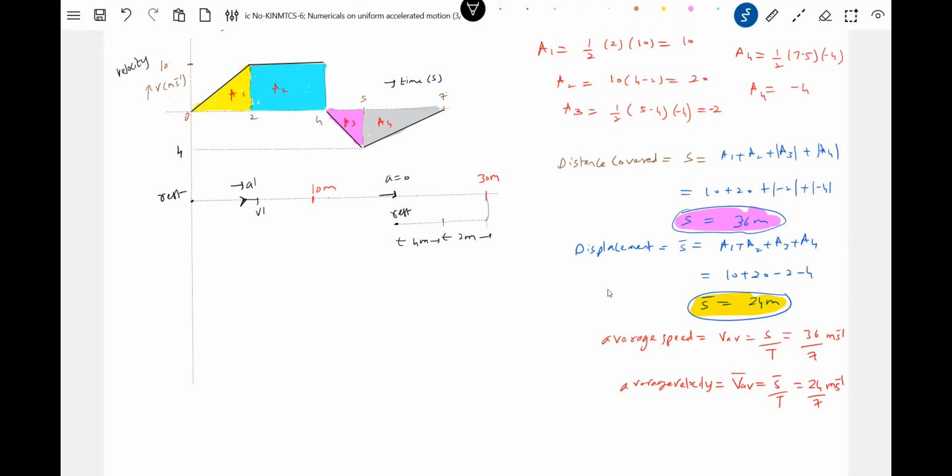Then what about the motion here? Here the velocity will be in this direction. Here the velocity will be in this direction. And it will undergo retardation.